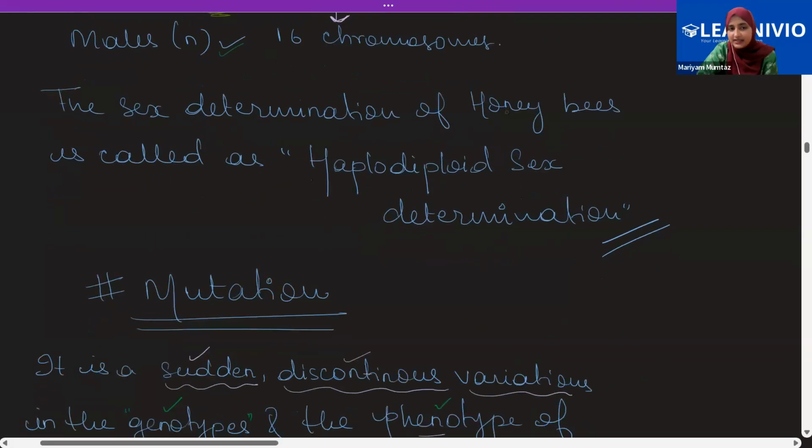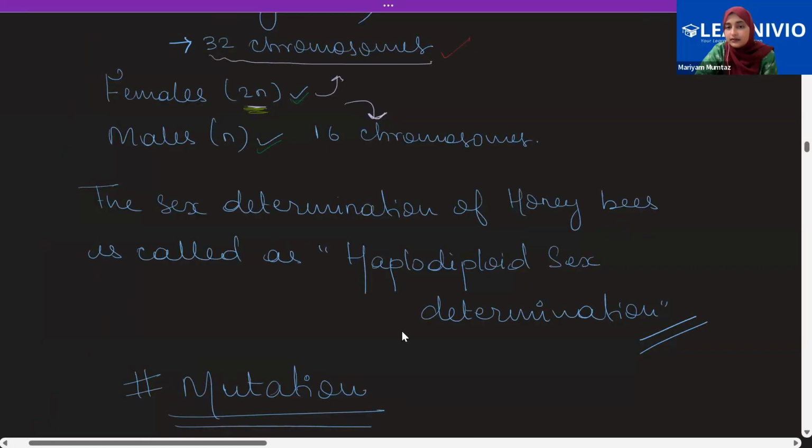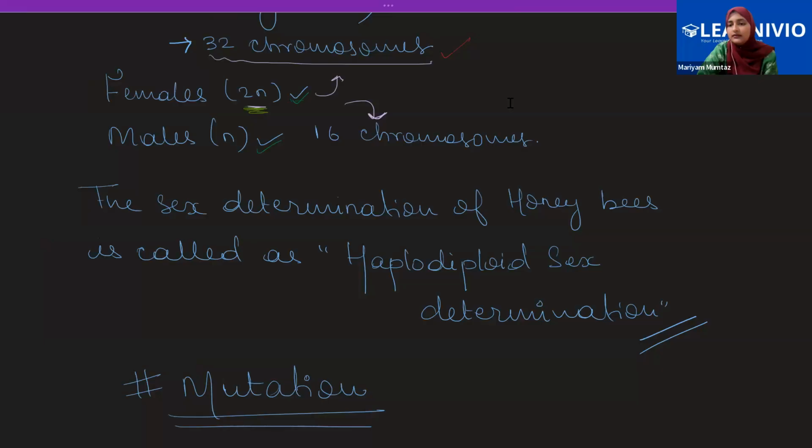And this type of sex determination that takes place in the case of honeybees, we call it haplodiploid sex determination. Haplodiploid sex determination. The males have 16 chromosomes. Yes. The of unfertilized egg. So now the male has 16 chromosomes.